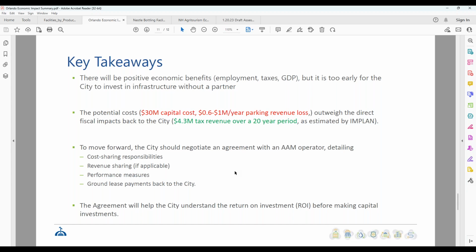Well, what I was saying is that this analysis, done for the city of Orlando and the Orlando Economic Development Council, had a key takeaway of looking at the fiscal impact, particularly the tax revenue over, in this case, a 20-year period. This is a very key point of an analysis done on proposed infrastructure improvements in the area.